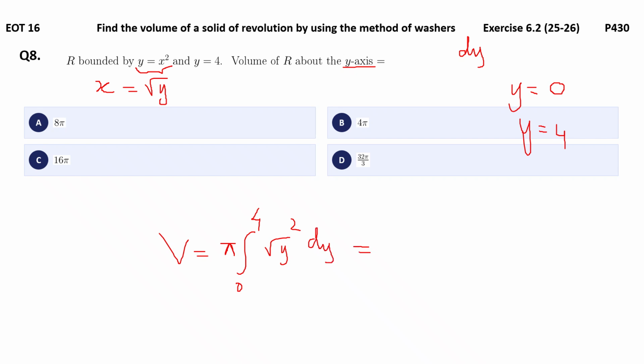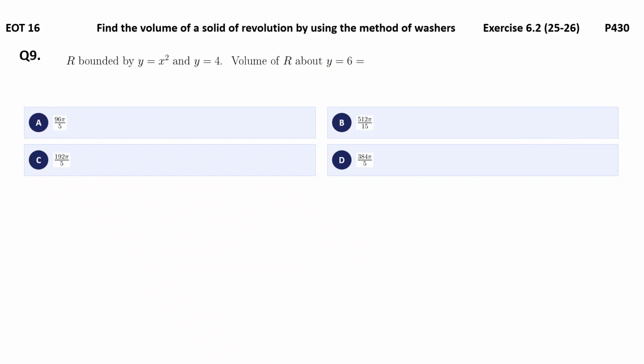And you get 8 pi, which is option A. If we notice here, we are given y equal to 4 as a bounded constraint, where we are asked to find the volume that rotates about y equal to 6. So be careful. You will fix your function in terms of x, because y equal to 6 is parallel to the x-axis.